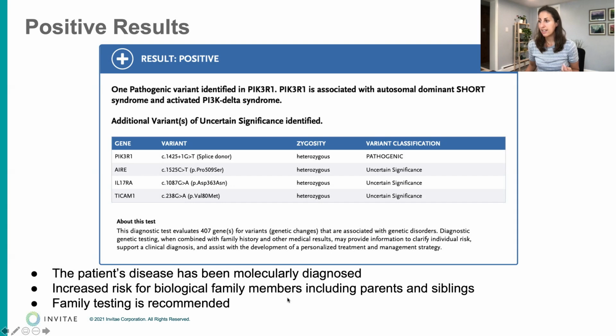And this is general information: the gene, the variant, zygosity. Was the variant heterozygous? We found one copy of it. Or was it homozygous? Did we find both copies of that variant in that individual? And then the classification, pathogenic, or in this case, this individual also had these other variants of uncertain significance.